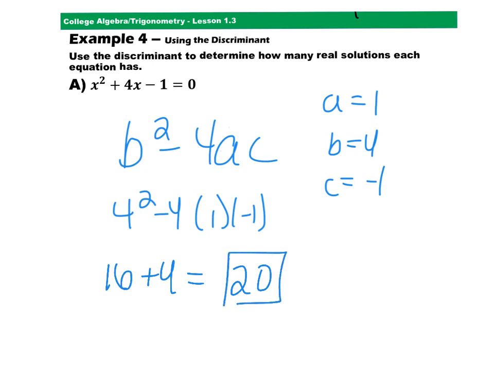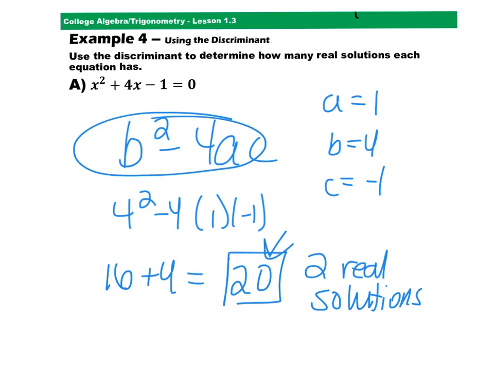What does that tell me about my solutions? Is it 2 real, 1, or two imaginary? Two. So you would tell me the discriminant value is 20 and it has two real solutions. Does that make sense? Why would it be two real solutions? Because this is a positive number. You can take the square root of 20. But what are the other ones? If it's zero, you have one solution. And if it's negative, then it would be two imaginary. Because remember, this is what's underneath the radical. Can you take the square root of 20? Yeah.